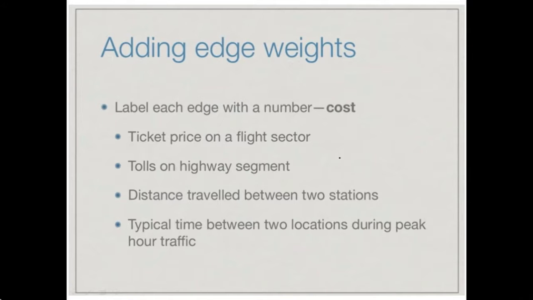We have given you some of the practical examples. Let's say ticket price for the flight sector, tolls on the highway segments, distance traveled between the two stations, or typical time between two locations during peak hour traffic. All those things could be solved or can be optimized. The solutions can be optimized by adding the edge weights to the graphs.